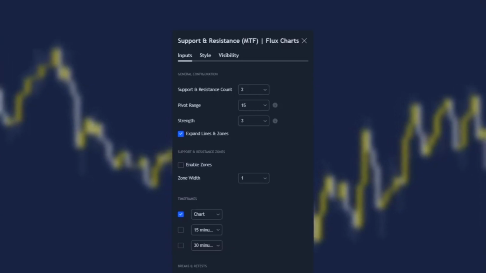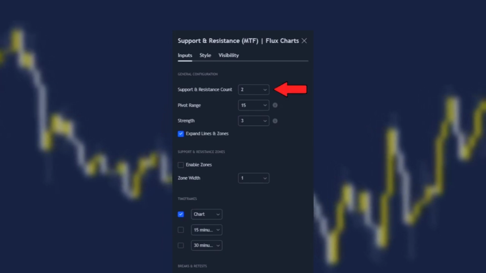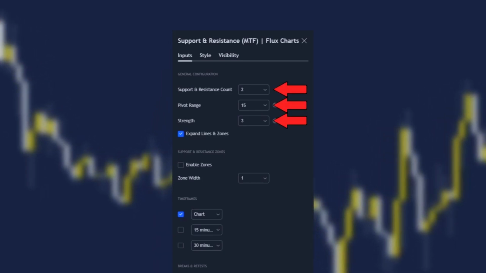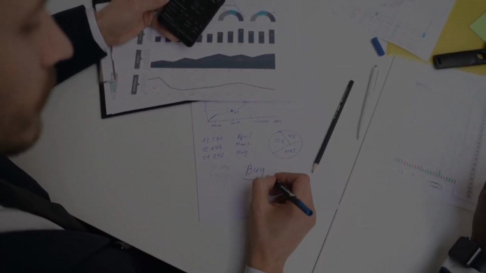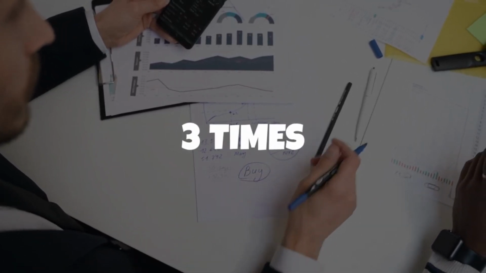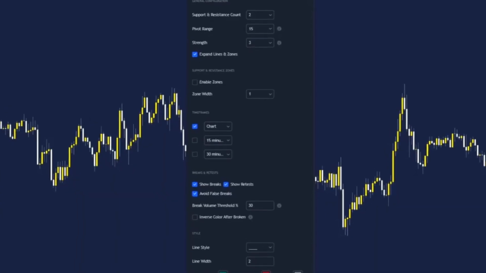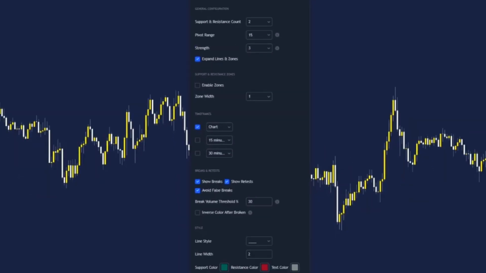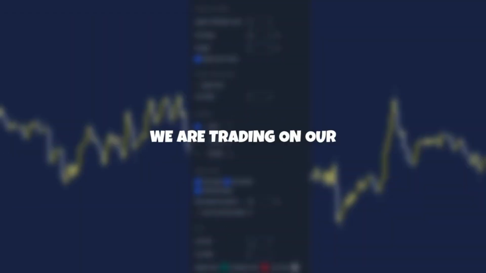On the General Configurations tab at the top, I have changed the support and resistance count to 2, the pivot range to 15, and the strength to 3. By changing the strength to 3, this will mean that price will have to hit a zone 3 times before indicating it as a support or resistance zone. This makes these a lot stronger zones for psychology, and in this very video I'm going to show you exactly how we can utilize this to our advantage. Make sure that avoid false breaks is on, and for the time frame we are trading on our current chart, which is the 15-minute time frame.